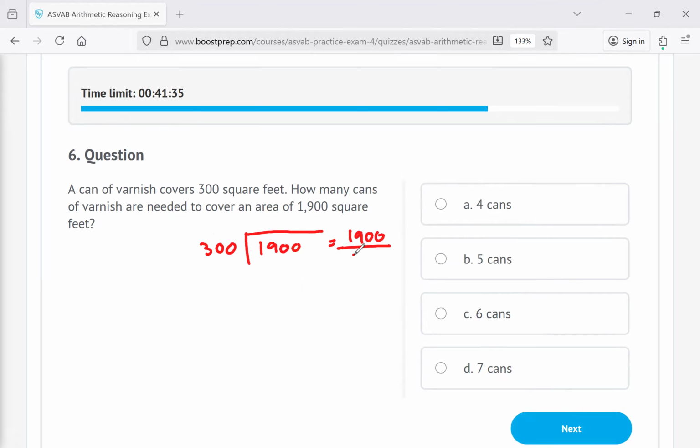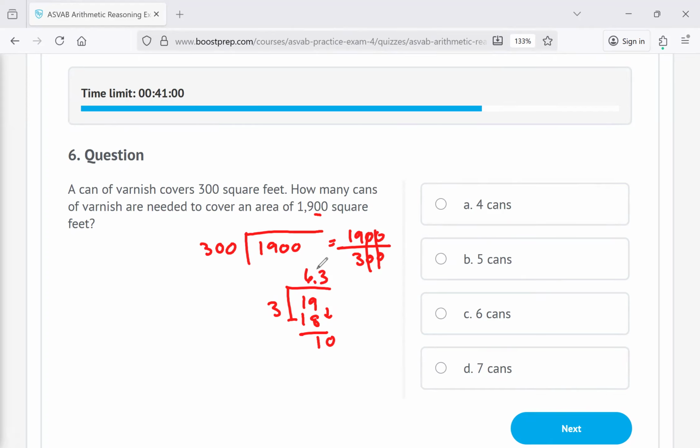Or you could simplify this first, right? You can divide out the zeros, so it's really 19 over 3. And then 6 times 3 is 18. Carry the 1, bring down the 0. How many times does 3 go into 10? 3. And if you keep going, the thing is, you want to cover this 1900. 6.3 isn't going to cut it. You can't have 0.3 of a can, right? So it's better to have a little bit more cans to cover that entire area.